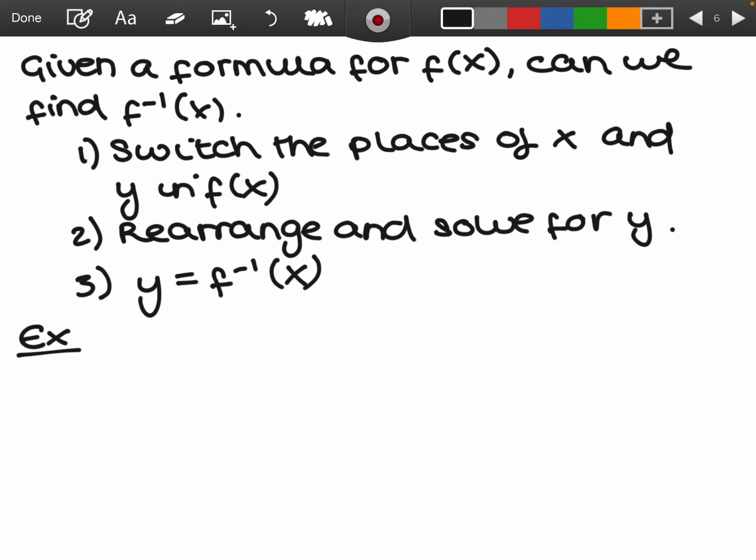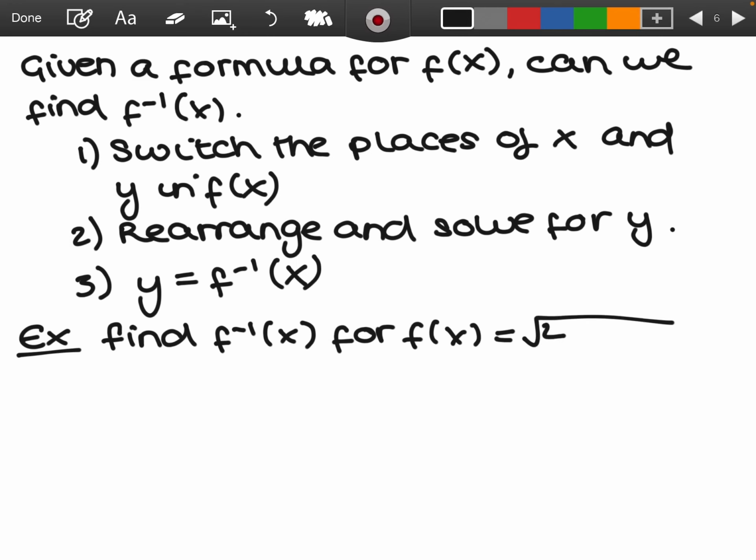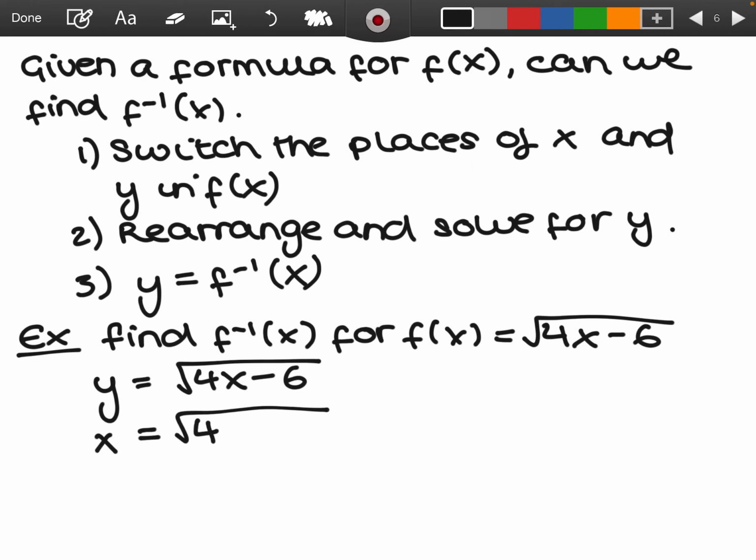Let's do some examples of this. First one I'm going to do is to find f inverse when I have f(x) equal to the square root of 4x minus 6. Okay. So I write y is equal to my particular function. I then switch x and y. So everywhere I see a y, I put x, and everywhere I see an x, I put y. My next step is to try to solve for y.